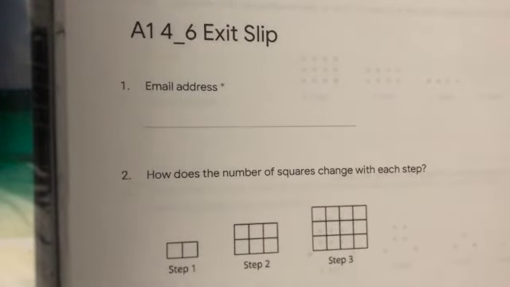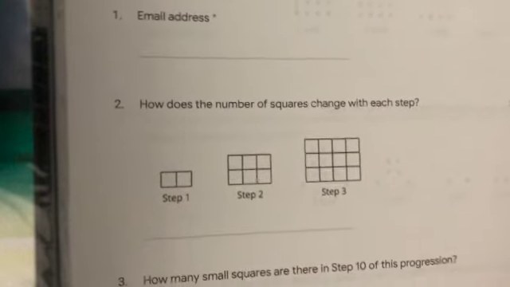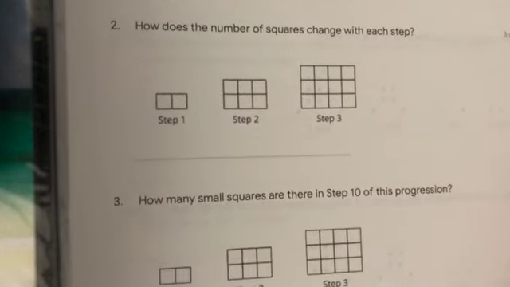All right. Luckily, it automatically collects email addresses when I remember to do it. So let's see. How does the number of squares change with each step?